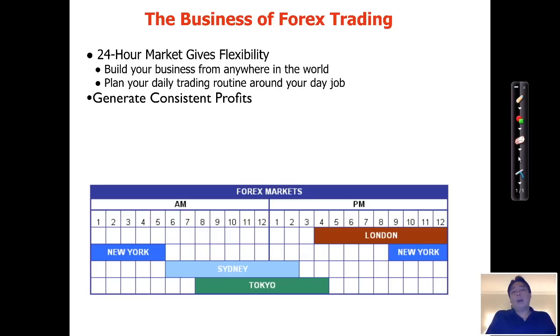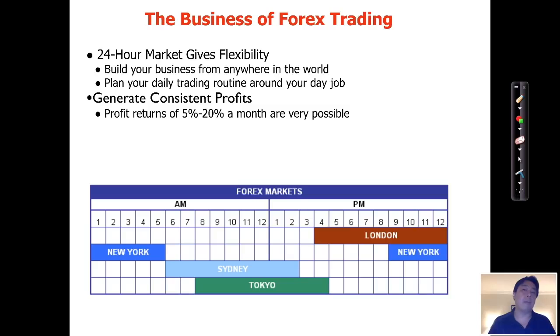Next, the business of forex trading allows you to generate consistent profits once you master this skill. Okay. So profit returns of 5% to 20% a month are very possible. In fact, that's pretty common among successful forex traders. Now, some of you may think, but currencies don't move 5 to 20% a month. So how do you make 5 to 20% a month? And the answer is through leverage. The currency market allows you to leverage.